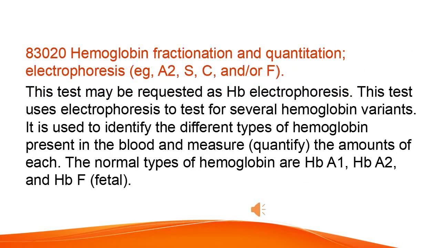Hemoglobin fractionation and quantitation, electrophoresis, e.g., A2, S, C, and/or F. This test may be requested as HB electrophoresis. This test uses electrophoresis to test for several hemoglobin variants. It is used to identify the different types of hemoglobin present in the blood and measure, quantify, the amounts of each. The normal types of hemoglobin are HbA1, HbA2, and HbF, fetal.